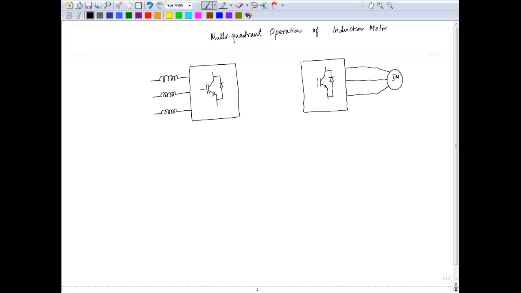These two converters are basically joined by a DC link. And the voltage of the DC link is VDC. Now, the input side we have connected to the grid. So we have the grid here, the supply voltage, the three-phase grid.